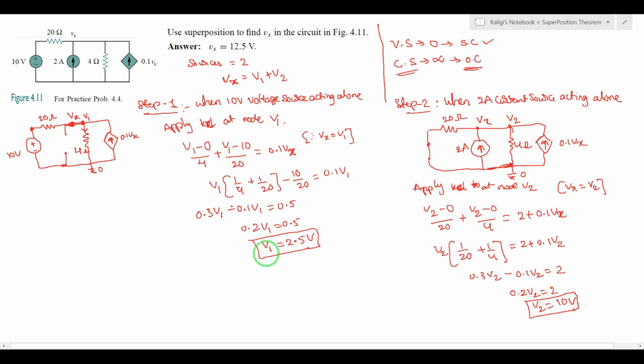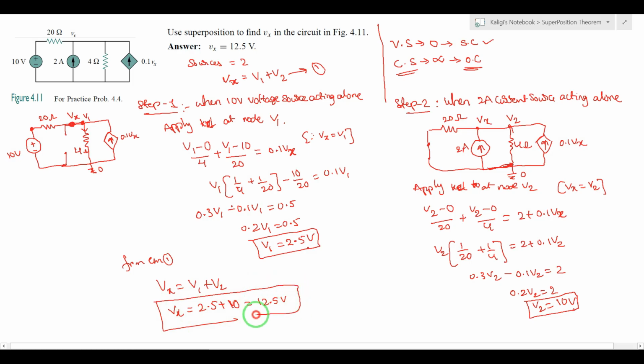Now you found V1 and V2 by using step 1 and step 2. The resultant voltage by using the superposition theorem, Vx is equal to V1 plus V2, equation 1. I consider this as equation 1 because that is by using the superposition principle. So V1 is 2.5 plus V2 is 10, that is equal to 12.5 volts. If you have dependent sources you have to find it like this. Clear? This is matching with the answer.